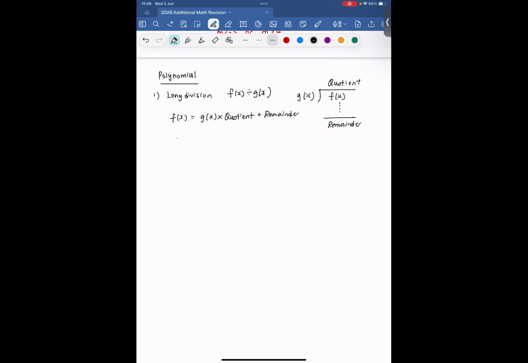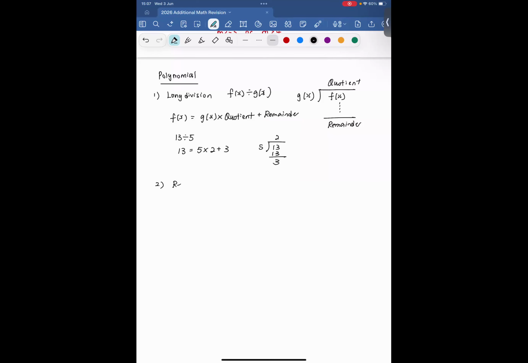It's just like if you take 13 divided by 5, then you can say that 13 is equal to 5 times 2 plus 3. Okay, when you do your 13 divided by 5, it will look like that. 2 is here, 3 is the remainder. Okay, so this is what polynomial is about.